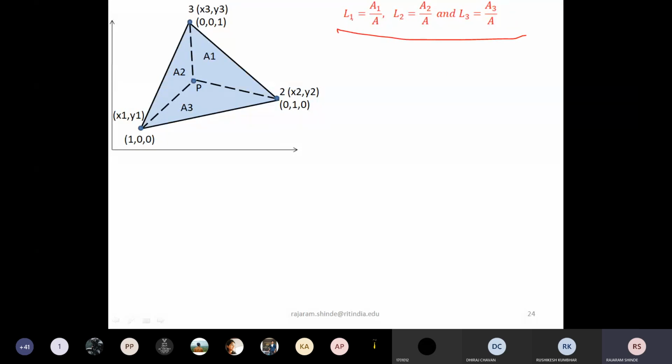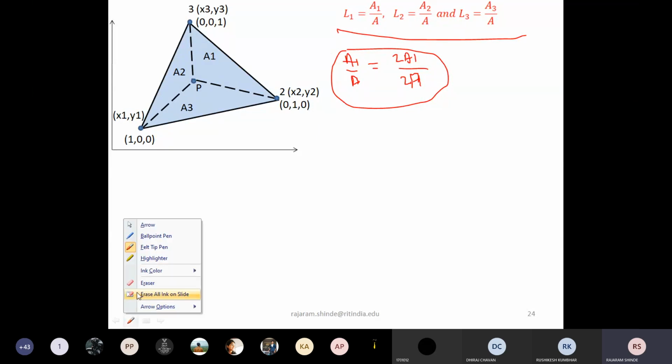First, L1 is equal to A1 upon A. For calculation of A1 upon A, first I will calculate A1 and then I will calculate A. One more thing: can I write A1 upon A as 2A1 upon 2A? This is equivalent, because I have multiplied both the numerator and the denominator by 2.